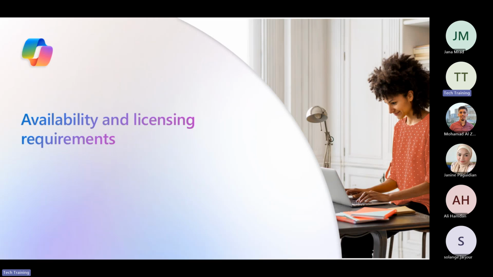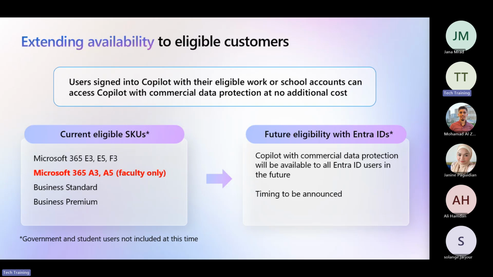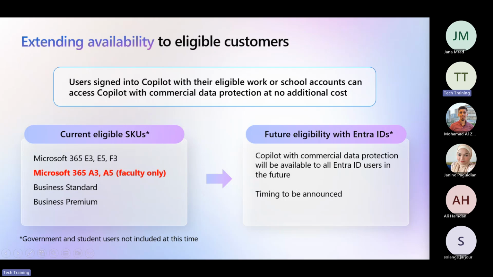Let's see and discuss this in detail. So we have, as you can see, the extending availability to eligible customers. As you can see here, we have these eligible SKUs: the Microsoft 365 E3, E5, and F3, and we also have the Business Standard and the Business Premium.